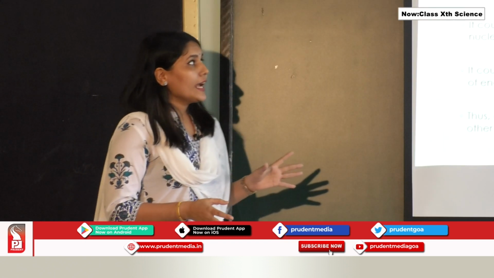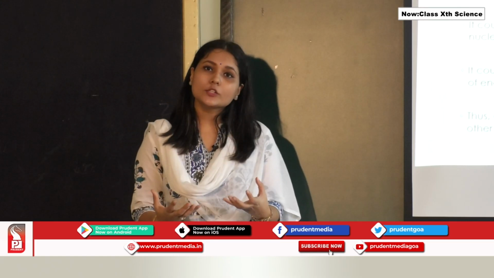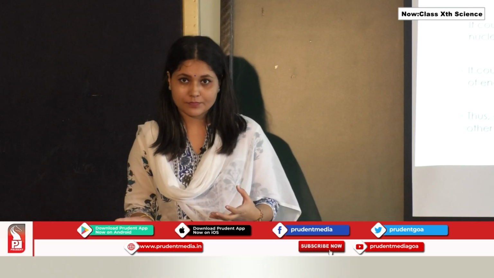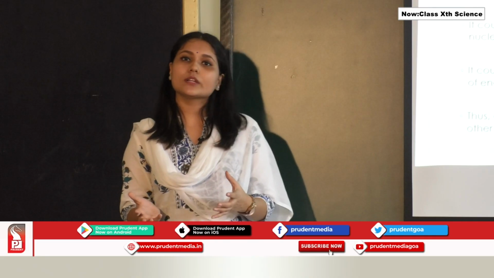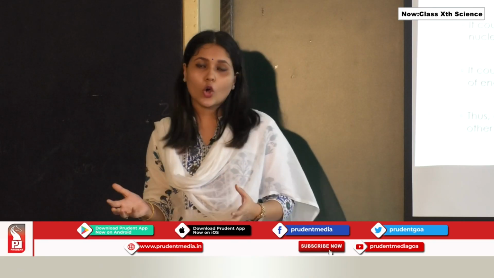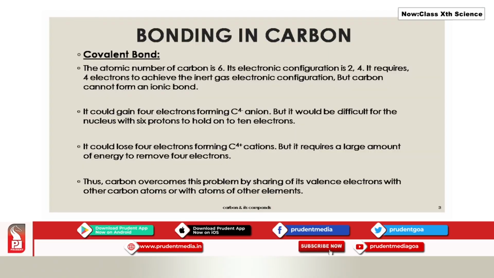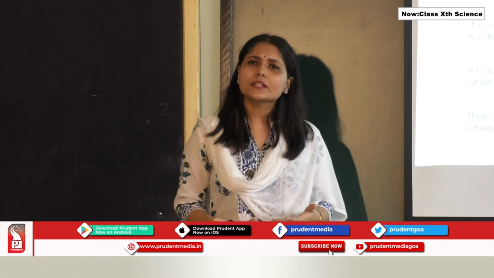So you can see it requires 4 electrons to achieve the inert gas electronic configuration, but carbon cannot form an ionic bond. Now what is required to form an ionic bond? Either there has to be a transfer of electrons, and we have learnt that an ionic bond is formed between a metal and a non-metal. Though the octet of the carbon is not complete, it is not capable of forming an ionic bond. What can be the reason behind it?